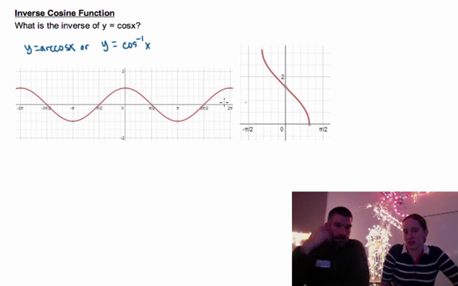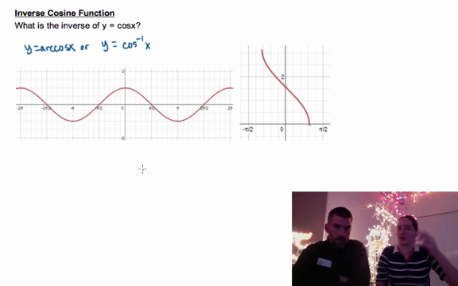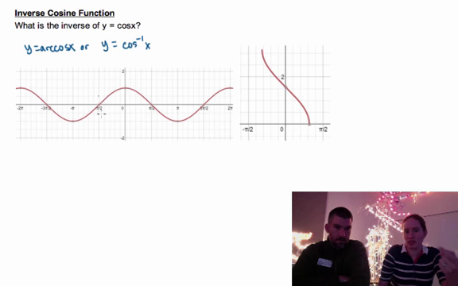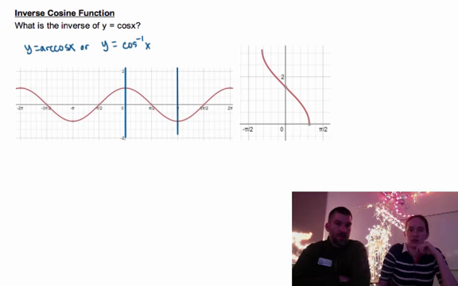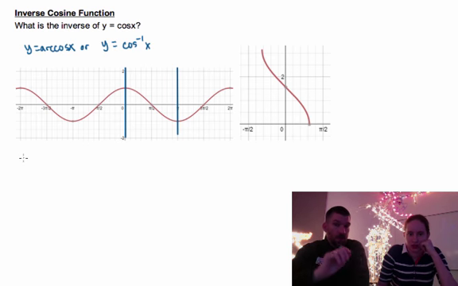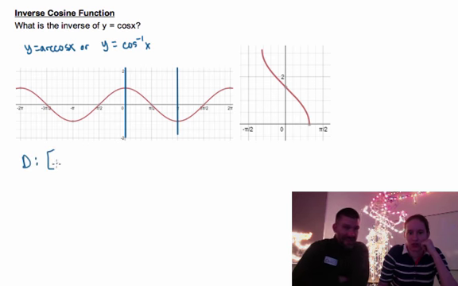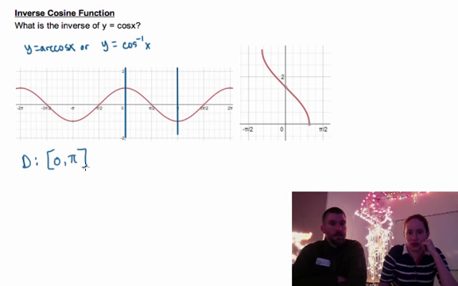And we still have the situation of it failing the horizontal line test, so we have to pick values. But this time, we can't pick -pi/2 to pi/2, because even that fails the horizontal line test. So we have to pick from 0 to pi. Because we pick from 0 to pi, we ensure that no x values are repeated, because that's where you get your failures. So for our cosine function, we are between 0 and pi, and then our range is -1 to 1.